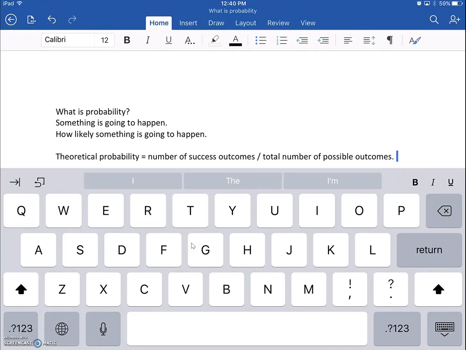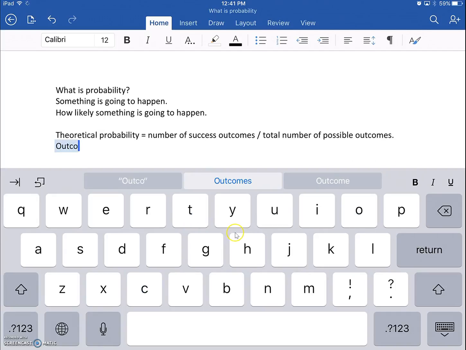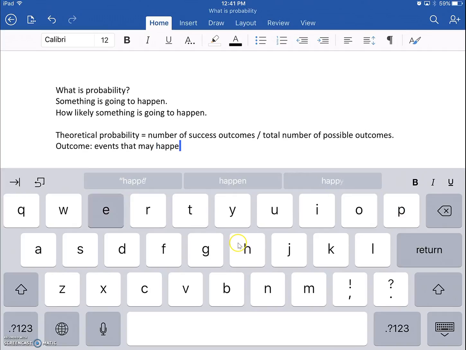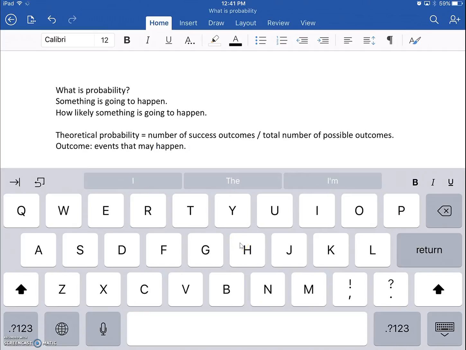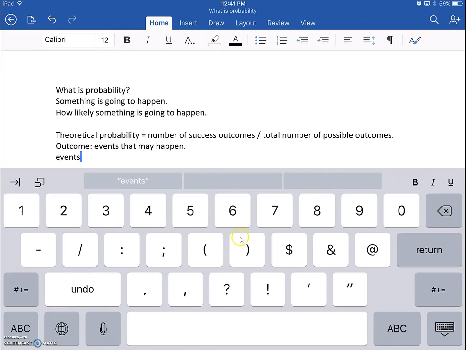Okay. So let's review some words from here, okay? So what is outcomes? Yell it out. What is outcomes? Okay, I hope your answer is an outcome is an event that may happen. And what does events mean? What is events?